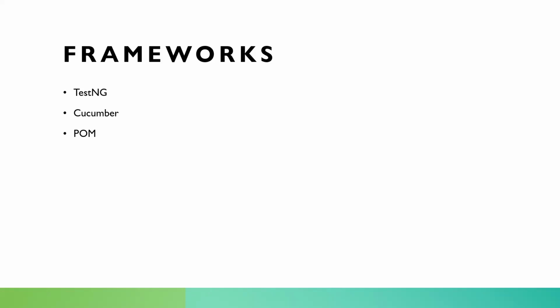Second one, Cucumber. Cucumber is nothing but a BDD framework, behavior-driven development framework, and in this we have the feature file, step definition file, runner class, examples, keywords, and background. We have different keywords we use in Cucumber, and I will explain all these concepts in the Cucumber module.